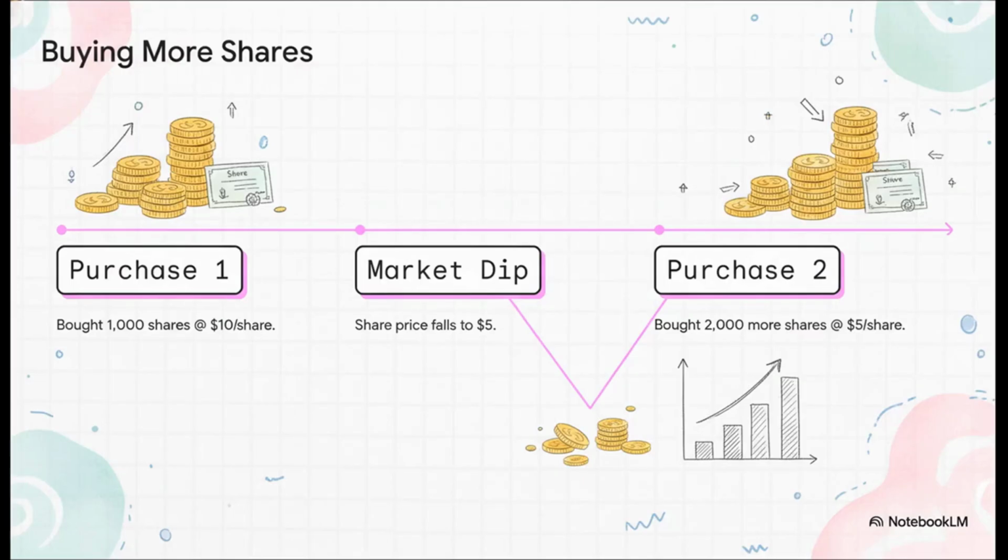Now, this happens all the time. After you buy your first block of shares, the market takes a dip. ABC stock falls to $5 a share. You see this as a great buying opportunity, so you invest another 10 grand. This time, it gets you 2,000 more shares at that much lower price. So now you own 3,000 shares in total, but, and here's the catch, you bought them at two very different price points. So what happens when you want to sell some?